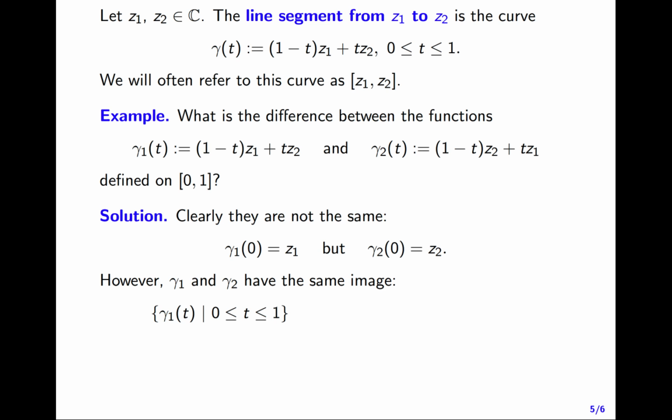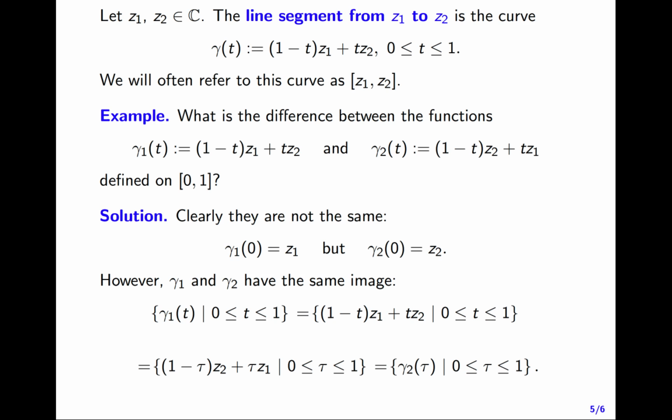But it turns out they have the same image. Namely, the set of all points of the form gamma 1 of t for t between 0 and 1 is equal to, by definition of gamma 1, the set of all points of the form 1 minus t z1 plus t z2. And I claim that this set is also equal to the set of all points of the form 1 minus tau z2 plus tau z1 for tau between 0 and 1. And this third set is really the set of all points of the form gamma 2 of tau for tau between 0 and 1. So what do we see here? We have two functions or two curves that have the same image in the complex plane. The set of outputs is the same, but the functions are not the same.